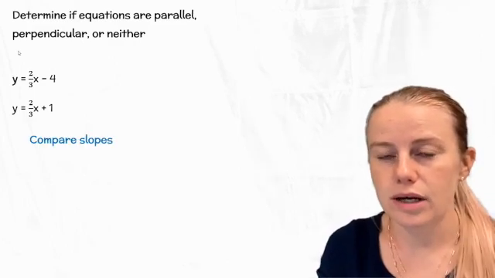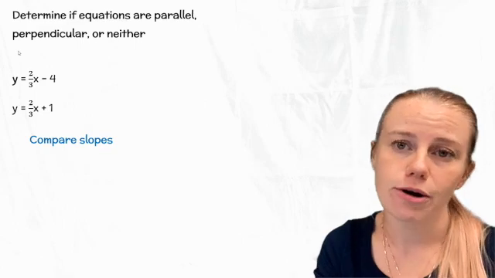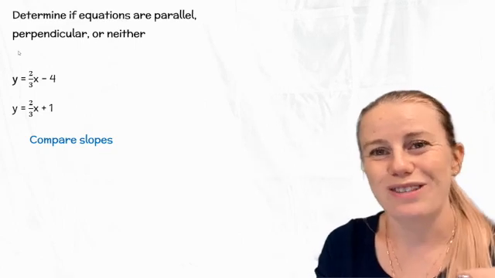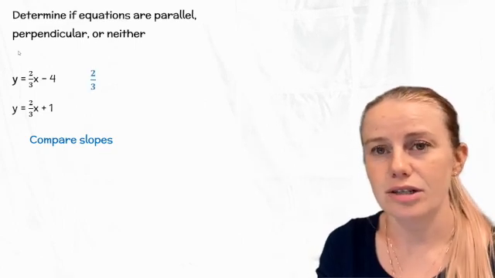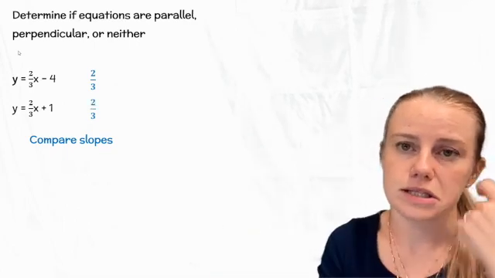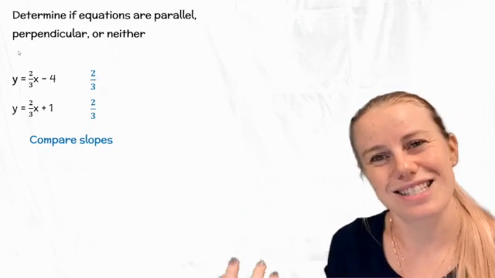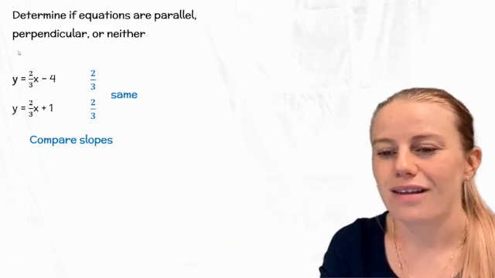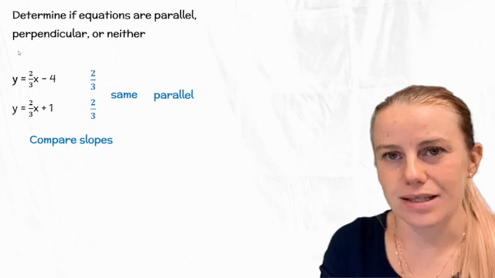What do we got? That first one, it's in slope-intercept form, so it's just whatever is in front of that x, 2/3. Second one, same thing, 2/3. Let's look at these slopes. Are they the same? Yes, they are. So they are parallel lines.